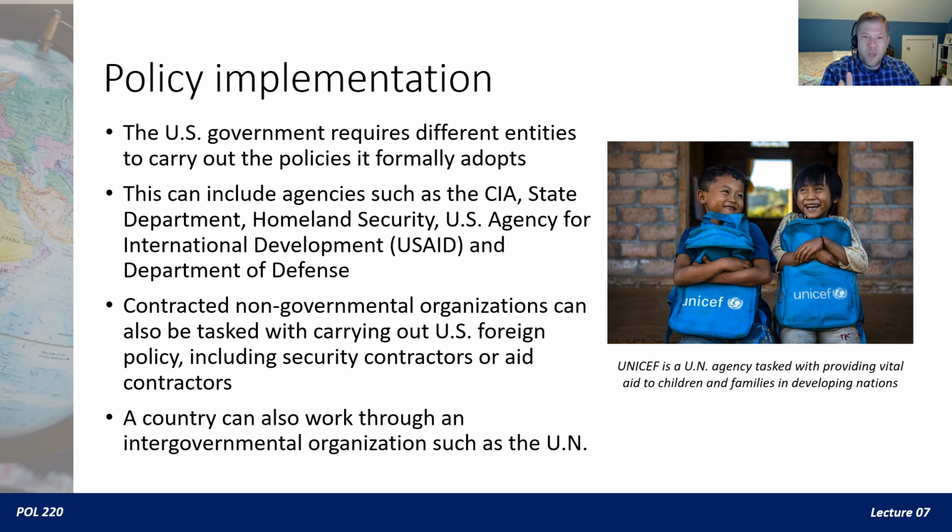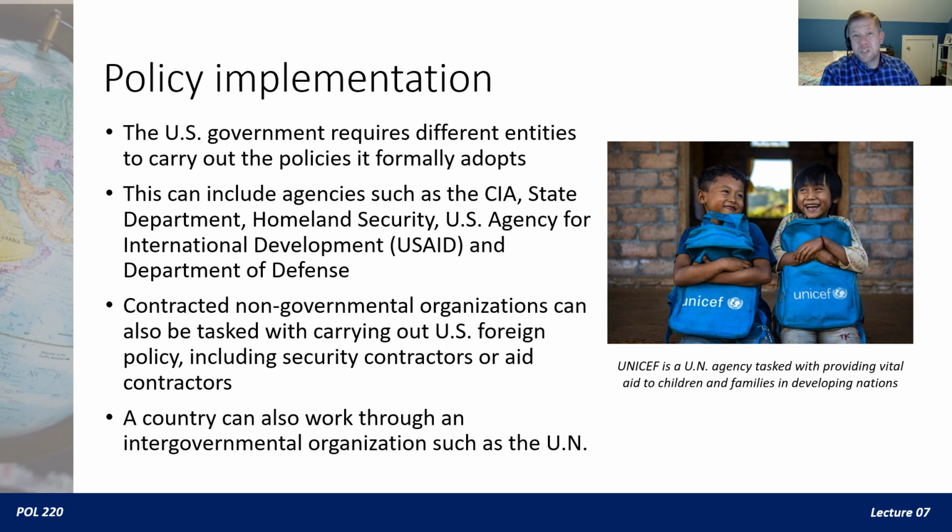So, we could utilize the CIA or the State Department, for instance. Homeland Security could execute our foreign policy strategy. U.S. aid is focused on foreign aid to countries that need it. It would be an example there. And then obviously the Department of Defense, there's no better way to carry out your foreign policy than to send your military over there, or lob bombs or missiles or what have you there.